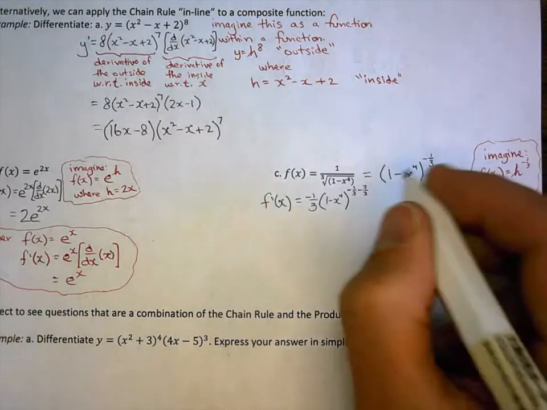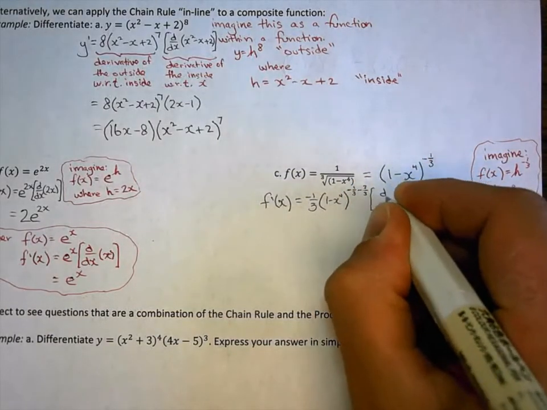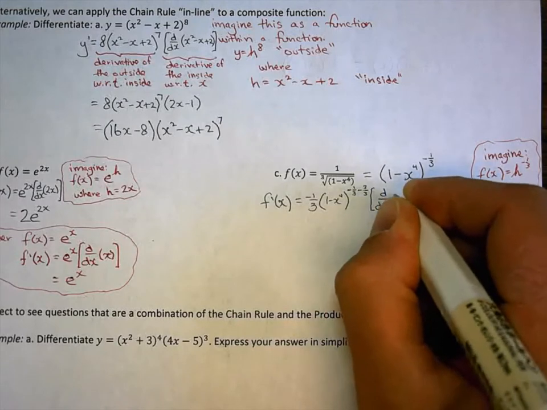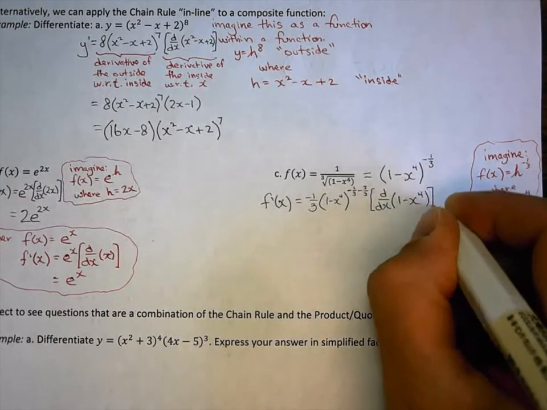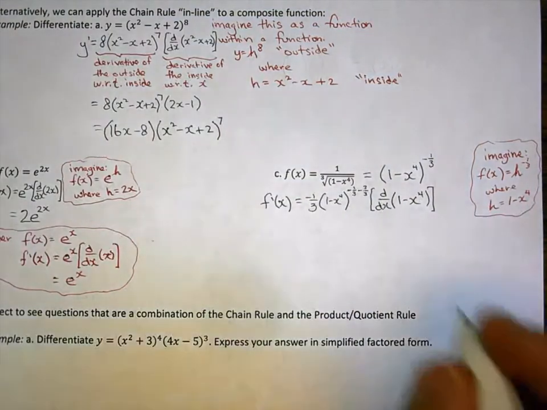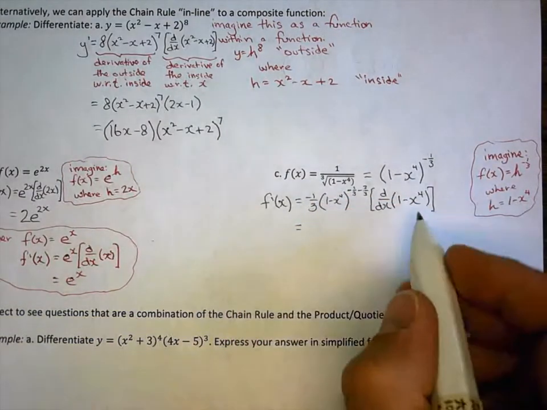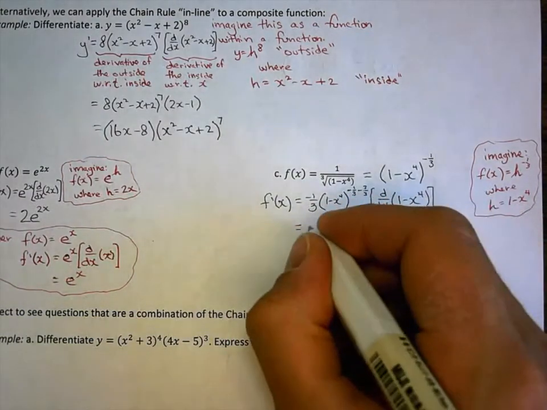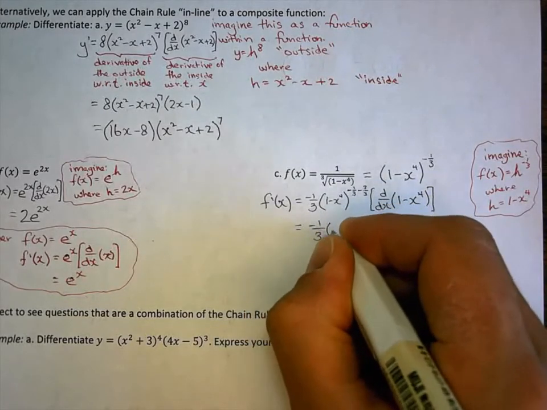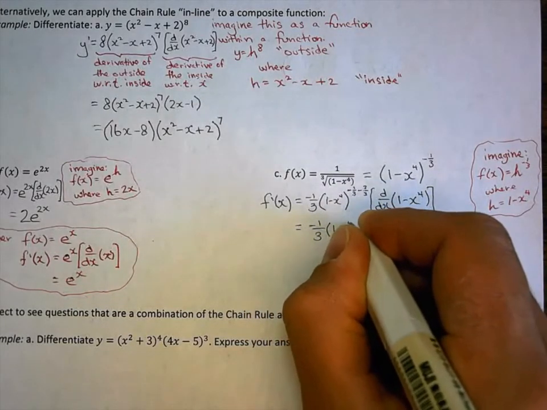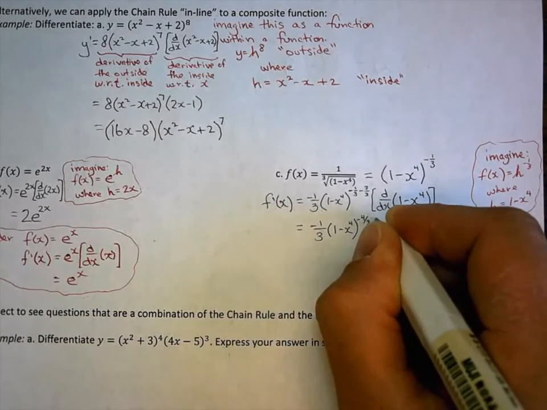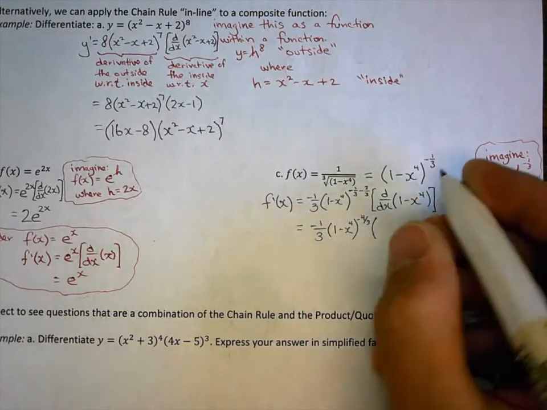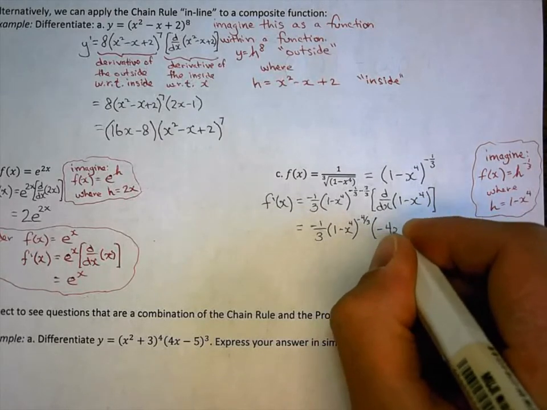But I'm not done. Chain rule. I have to also take the derivative of the thing inside my bracket, which was 1 minus x to the 4. Don't forget the chain rule. Now I just have to simplify, right? Oh no, sorry, I have to still do this derivative. So I have negative 1/3, 1 minus x to the 4, and I have negative 4/3. And then I have the derivative here, which is negative 4x to the cube.